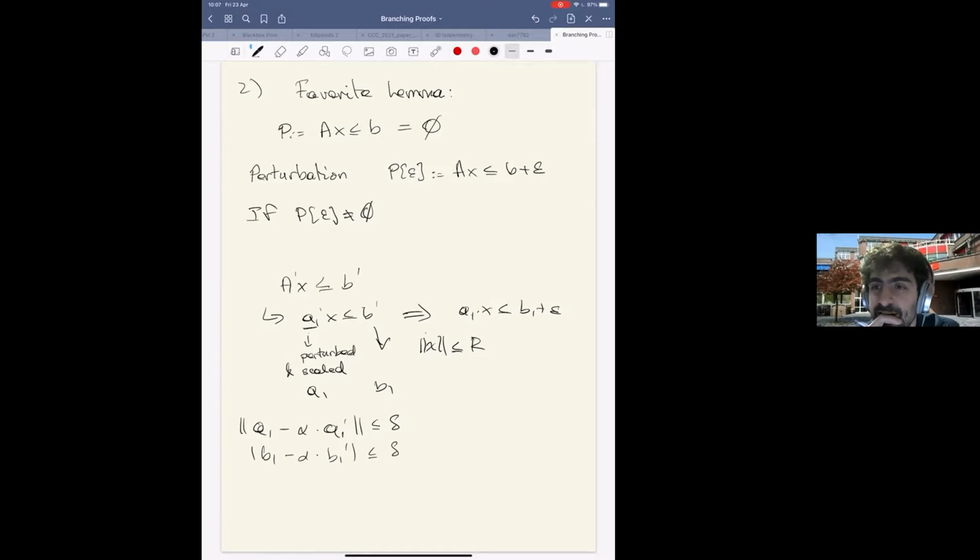The thing is that A1 is gigantic, so I'm scaling down something small. That's a bounded size, but this could still be gigantic. But what does this imply if I have a norm bound on x? You do the most trivial possible thing. You have A1x, and you add and subtract alpha A1'x. Now use Cauchy-Schwarz here.